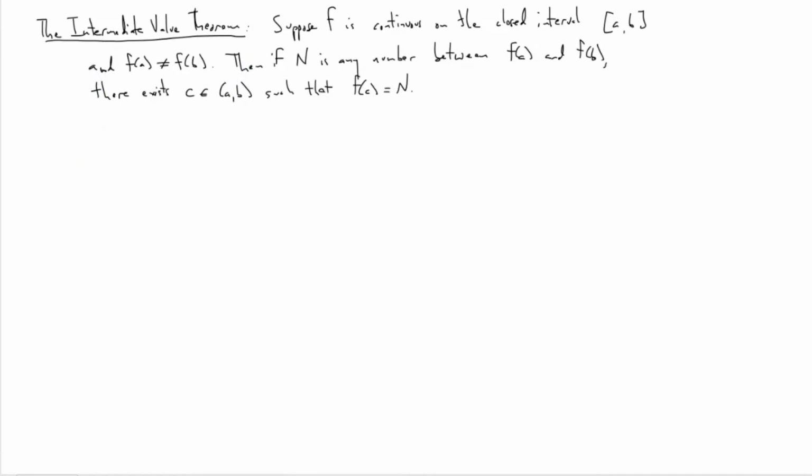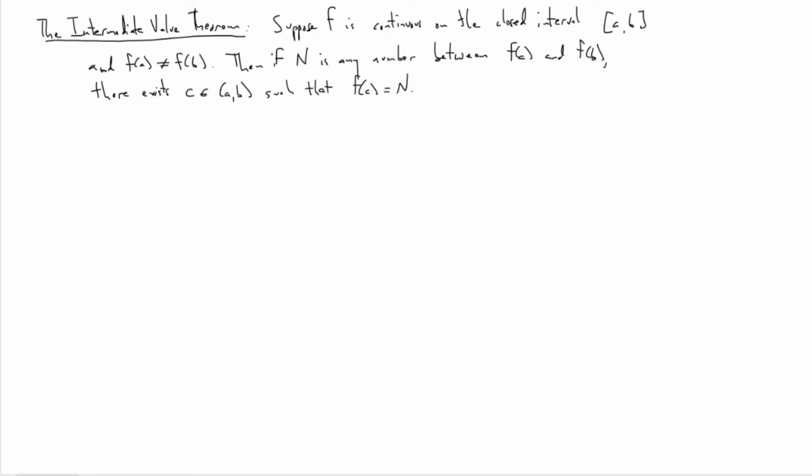Here it is carefully, the intermediate value theorem. Suppose f is a continuous function on the closed interval from a to b. That's the interval from a to b that includes the endpoints a and b. And suppose that f of a is not equal to f of b. In other words, the function has different values at a and b. Then take any number n between those two values, f of a and f of b, and somewhere there's an x value that here I'm calling c between the a and the b, such that when you plug it into the function, you get that value n.